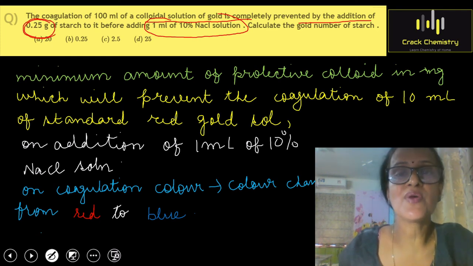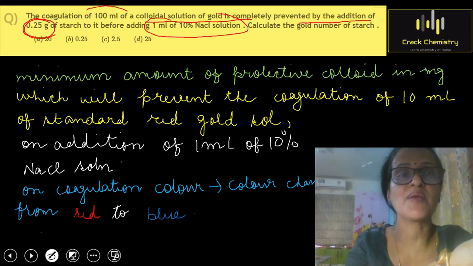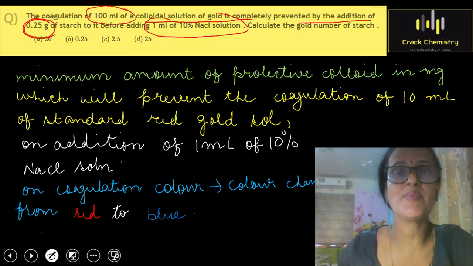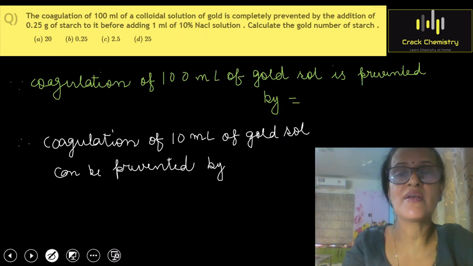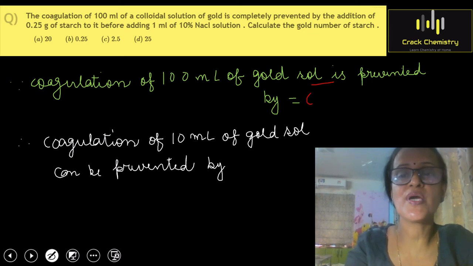If you look carefully in this question, you can find that the amount of protective colloid is given to you in terms of gram, and the volume of red gold salt is given as 100 ml. But by definition, we need the minimum amount of protective colloid in milligram, which will prevent the coagulation of 10 ml of red gold salt. So we can find out. As the coagulation of 100 ml of gold salt is prevented by 0.25 gram of starch.